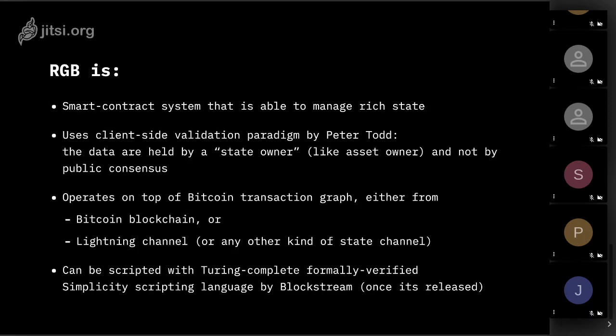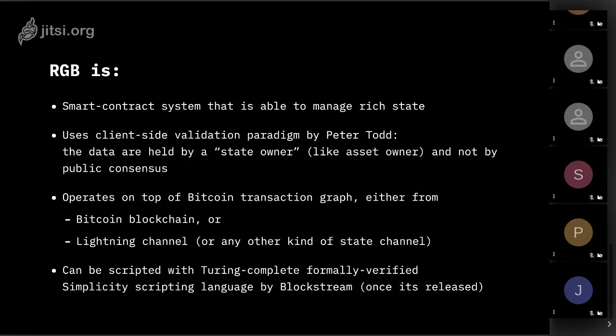The most interesting thing about RGB is that it uses client-side validation paradigm proposed by Peter Todd quite a few years ago. And the data are held by a state owner. Like if you own assets, you have your own data that are proving and defining your ownership structure. And they are not kept in some public consensus like blockchain. So it's a non-blockchain technology. It is using Bitcoin blockchain, but more importantly, it's not using just a blockchain. It uses Bitcoin transaction graph. It is built on top of the graph of the transactions.